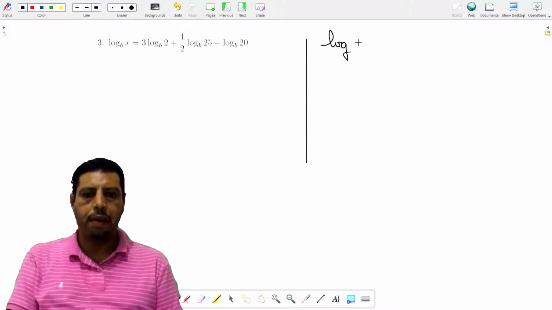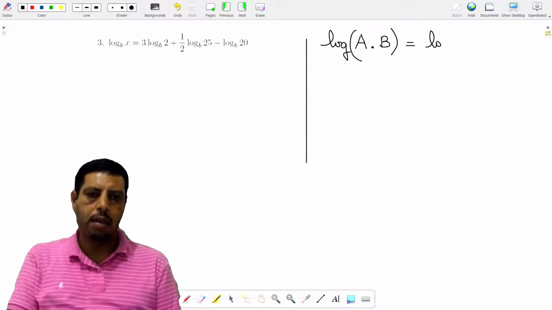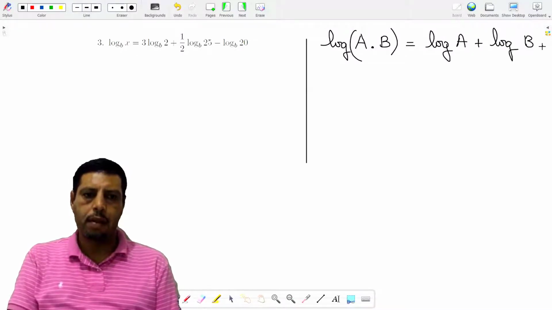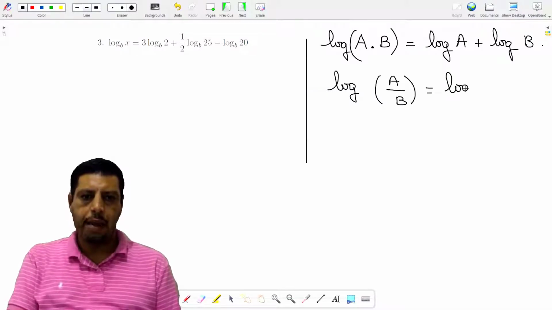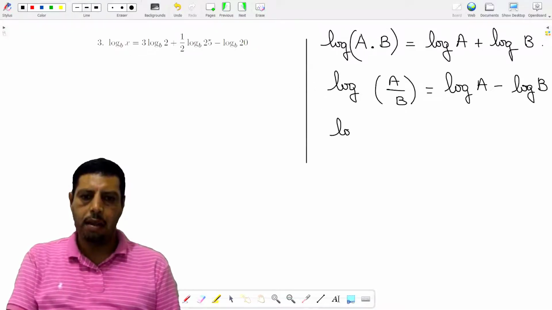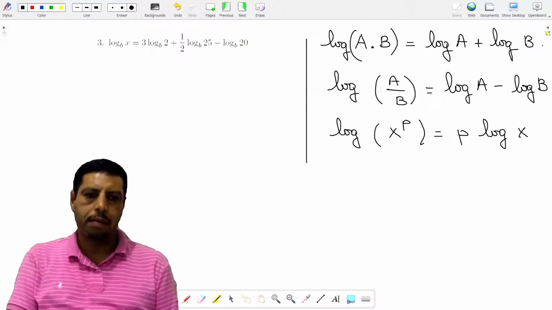Log of a times b, any quantity a times any quantity b, is equal to log of a plus log of b. Second property, log of a over b equals log a minus log b. And the third property, which was used in the previous example, is log of any quantity x to any power p equals p log of x, okay?